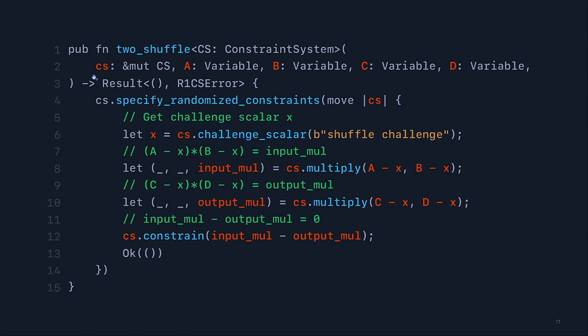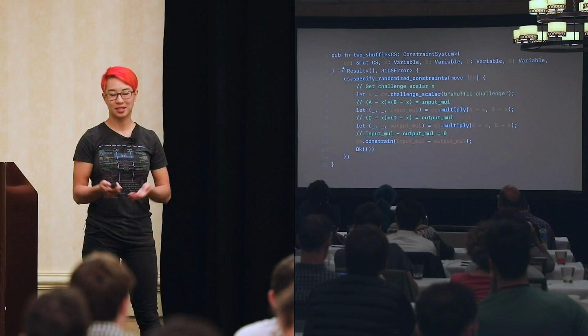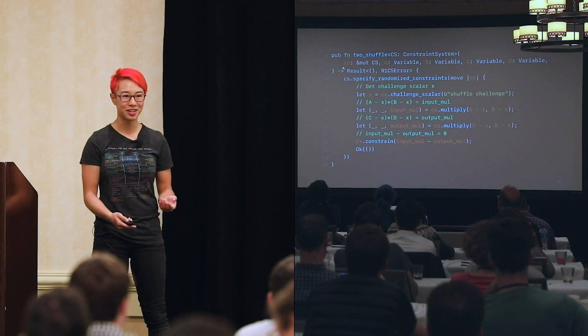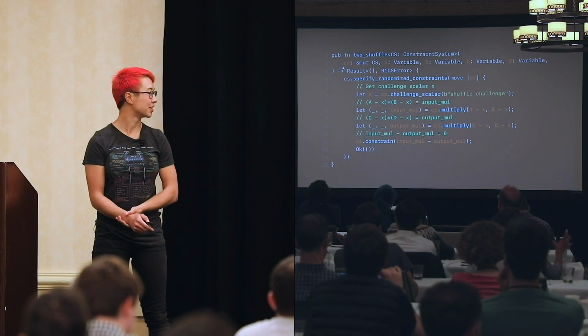Altogether, these 3 constraints give you (a - x)(b - x) = (c - x)(d - x), and they constrain the relationship between a, b, c, and d. So that's pretty cool. It's hopefully really straightforward. Each call is one constraint.